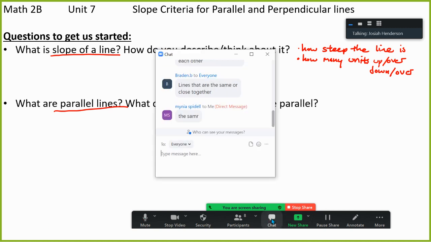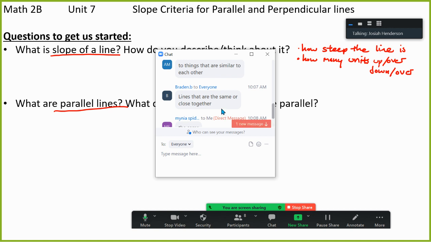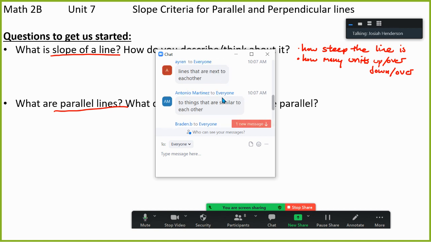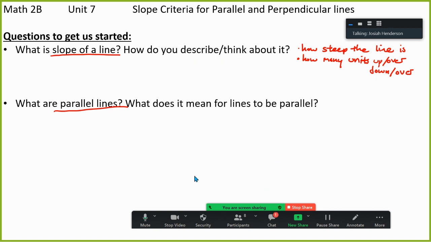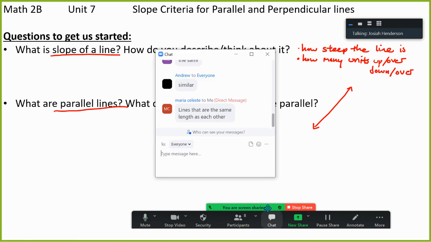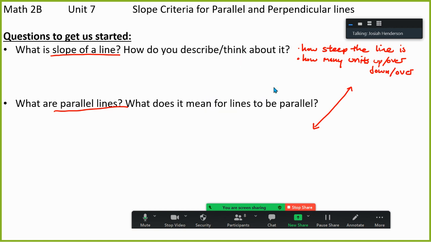Okay, let's see what we came up with. Someone said the same. Lines that are the same or close together. I like that. Similar to each other. Good. So I'm seeing lots of good responses. And I agree. They are similar to each other. And some people said the same. Same what exactly? If I've got this line floating out in outer space, a line parallel would be, let's see what else someone added. Ooh, same length as each other. That's a good one.